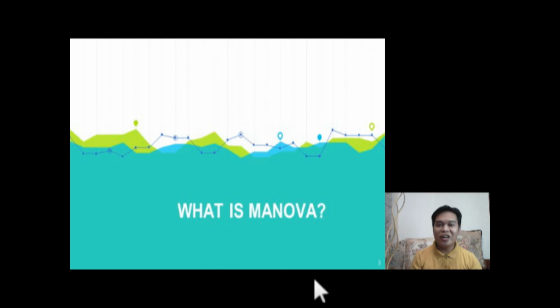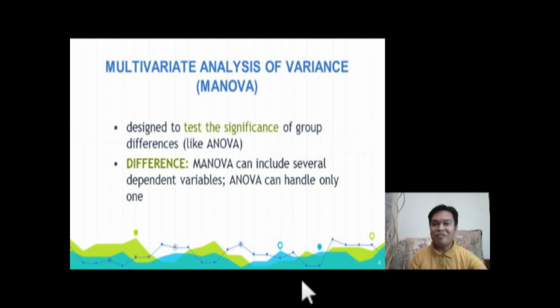So let us begin the discussion by defining what is MANOVA. MANOVA stands for Multivariate Analysis of Variance. It is actually designed to test the significance of group differences, just like the ANOVA or the analysis of variance. The only difference is that MANOVA can include several dependent variables, while in ANOVA it can handle only one. MANOVA is actually an extension of the common analysis of variance.